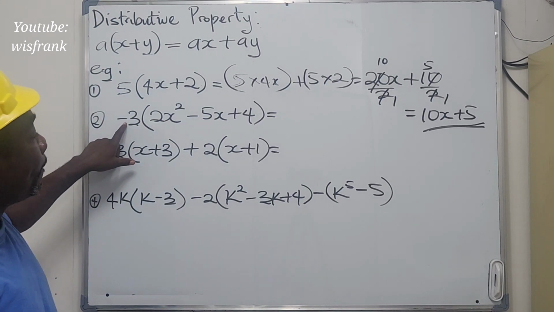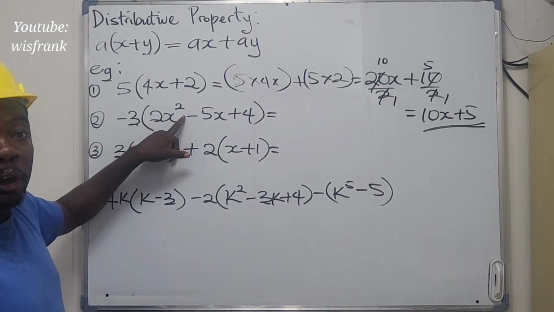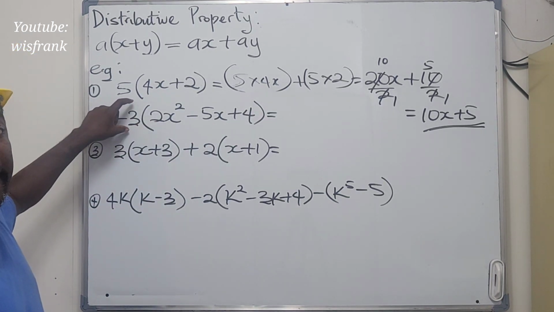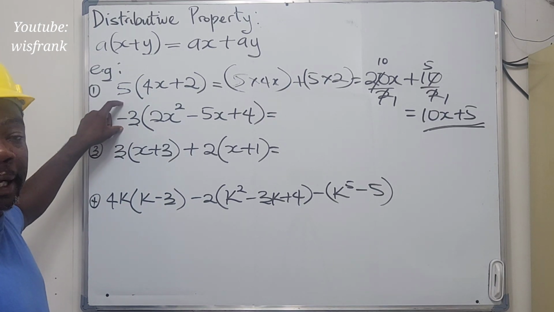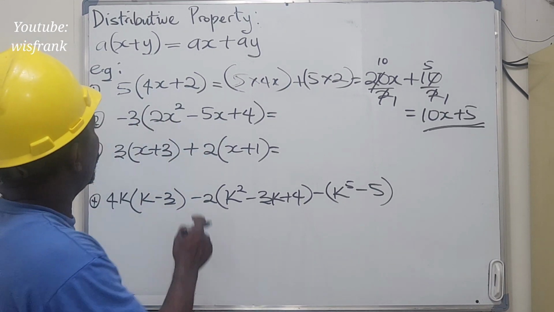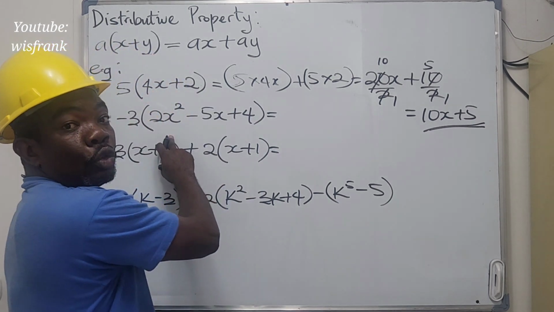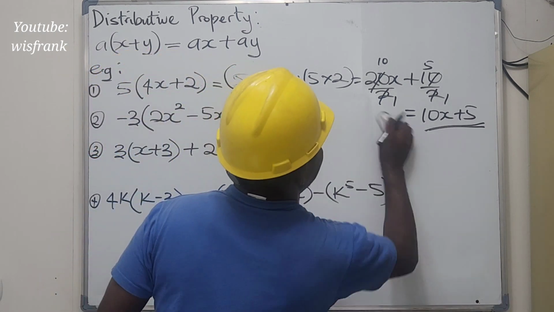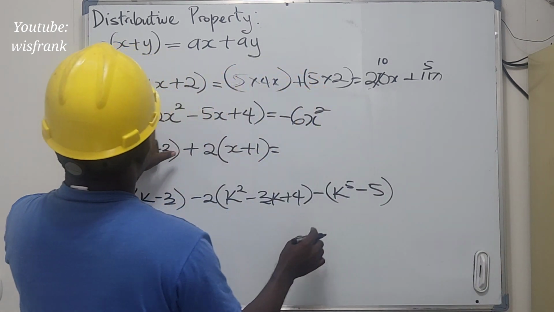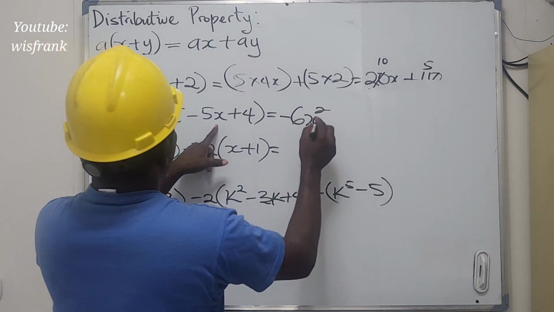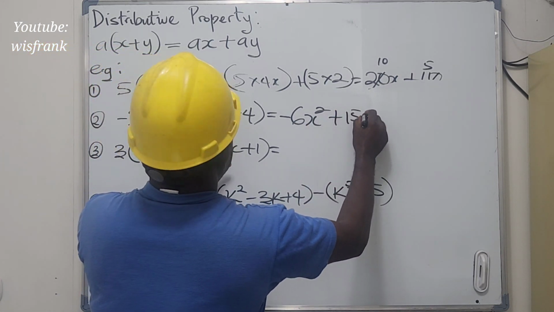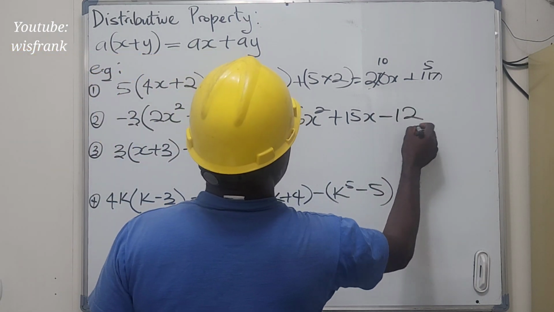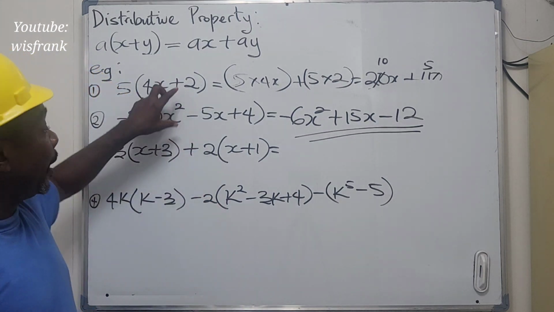Here we have minus 3 into 2x to the power of 2 minus 5x plus 4. For us to find this, we have to distribute the minus 3 to each of these. So this will become minus 3 times 2x to the power of 2, we have minus 6x to the power of 2. Then minus 3 times minus 5x will give us plus 15x. Minus 3 times 4 will give us minus 12. So this is the simplified answer to this.